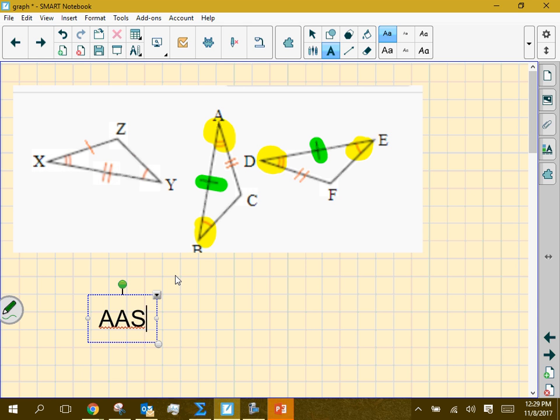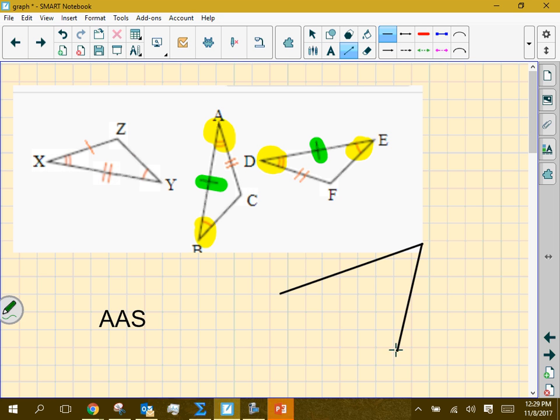Let's say that I look at a triangle like this, and that's the angle that I'm interested in. That's an angle I'm interested in, and then that's the side.